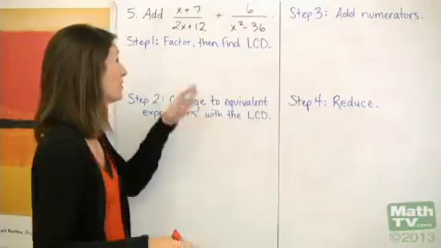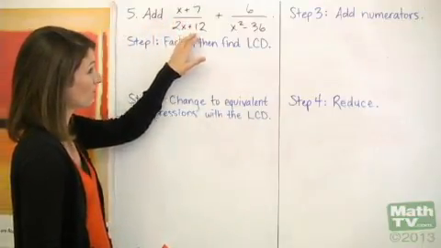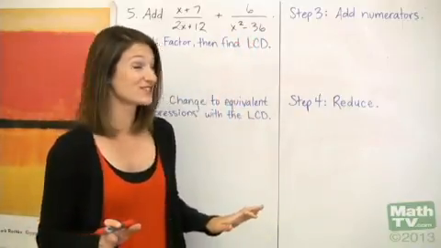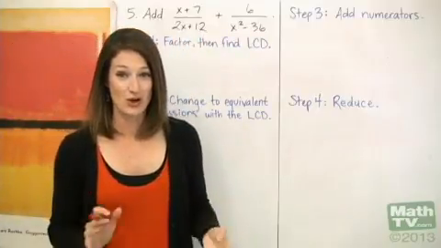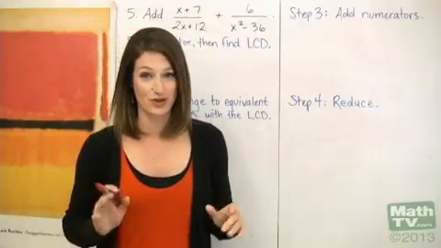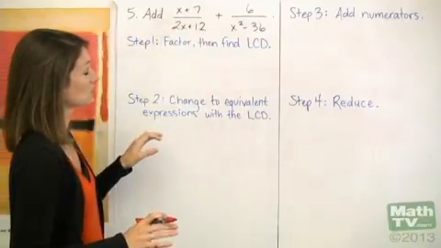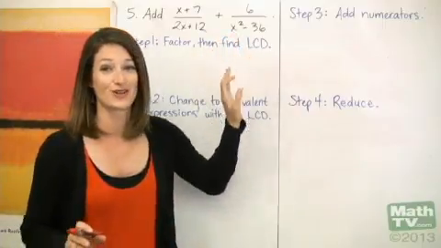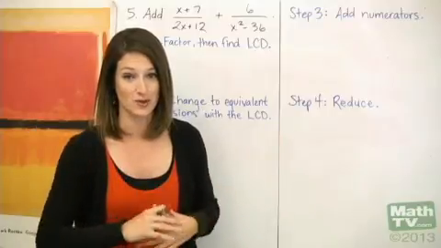So for this problem, we're asked to add x plus 7 over 2x plus 12 and 6 over x squared minus 36. So the first thing you'll notice is that the denominators are different. So we need to go through a few more steps than we did in the previous two problems. Our first step in order to add these two rational expressions is to factor our denominators in order to find the lowest common denominator. That's the only way we're going to be able to combine these two expressions to get our answer.